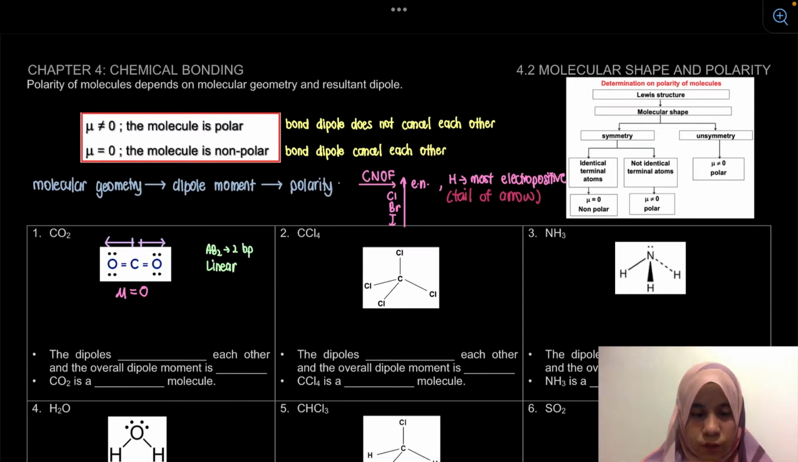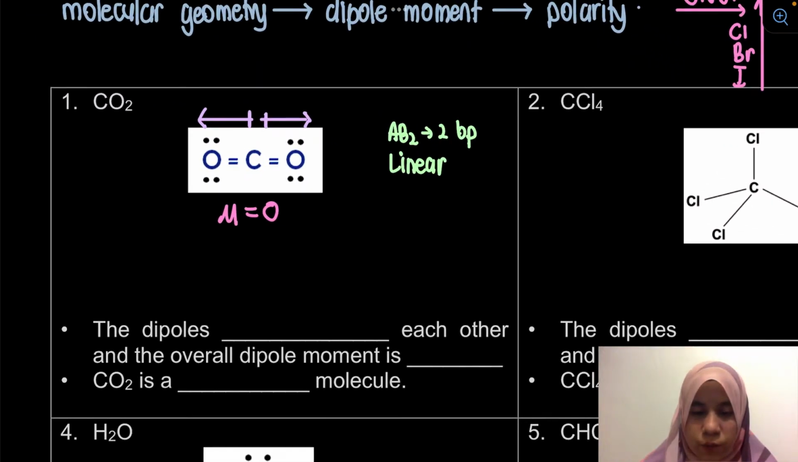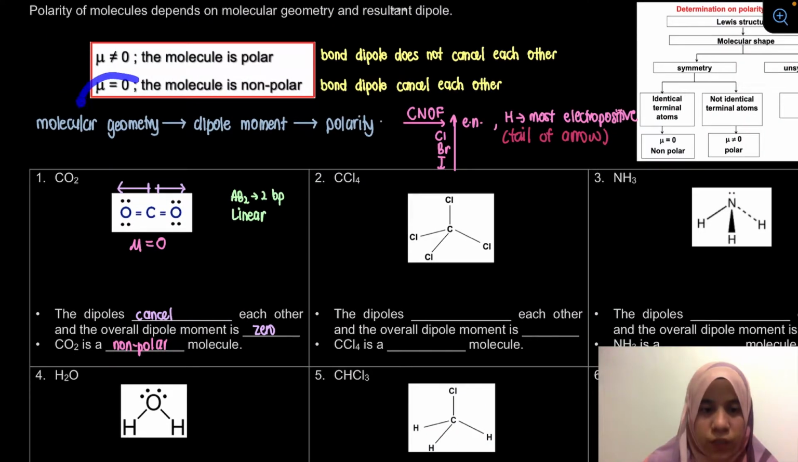So when it equals 0, what does it mean? We have to mention it too. It's not only the drawing of the shape and the dipole moment, we have to mention that the dipoles cancel each other. So I'm just going to write: cancel each other, and the overall dipole moment is 0. So CO2 is a non-polar molecule. When it is equal to 0, the molecule is non-polar.